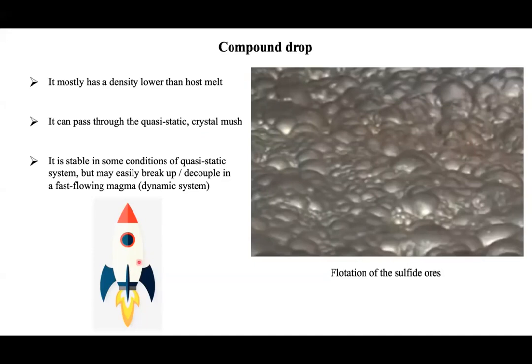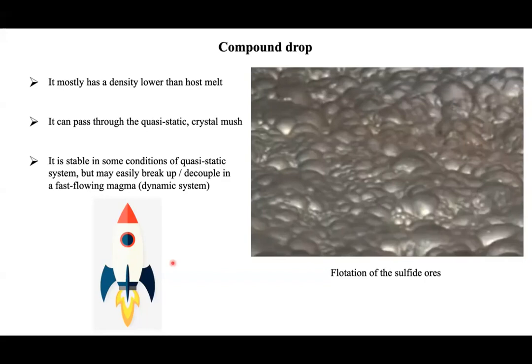I think the bubble may work as a rocket, and it carries so many sulfide droplets and goes upward. And when in a slow system, the bubble thinks, oh, my work is done, and I separate the sulfide and let the sulfide form ore bodies.